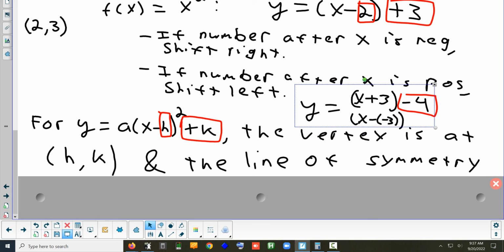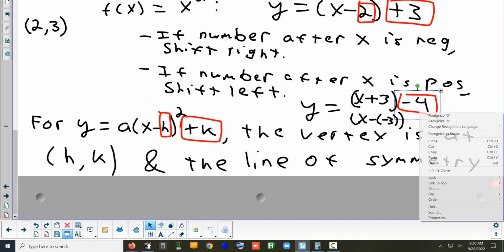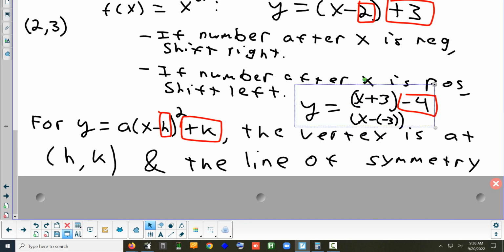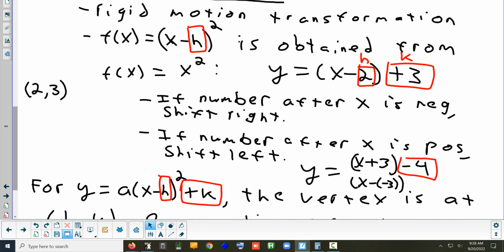So, if I was asking where the vertex is on a parabola like this, I would say it's at negative 3, comma, negative 4, because it's going to shift left 3 from the origin, and then it's going to go down 4. So it would be negative 3, negative 4. So the k is a little easier. You can really just look at it. But you've got to be a little careful with the h number. It's always the opposite of what you see. That's another way to think of it. You see a plus 3, it's a minus 3. If you see a minus 2, it's a plus 2. h is always the opposite of what you see.